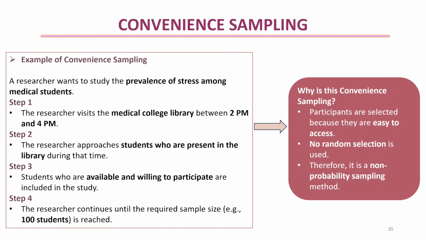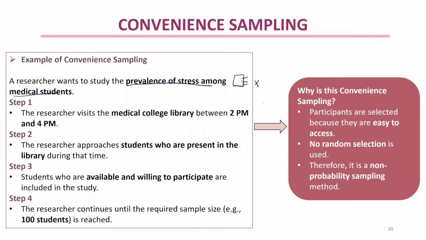Suppose a researcher wants to study the prevalence of stress among medical students. Instead of preparing a list of all the medical students and selecting them randomly, the researcher simply visits the medical college library between 2 p.m. and 4 p.m. Students who are present in the library during that time are approached. Those who agree to participate are included in the study. The researcher continues until the required sample size is reached.